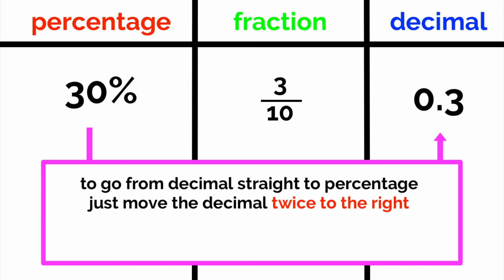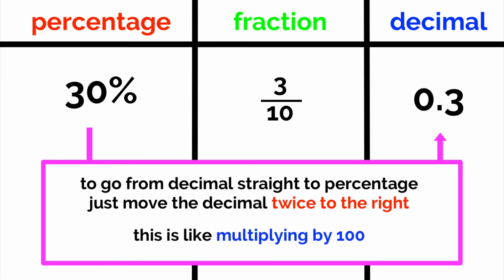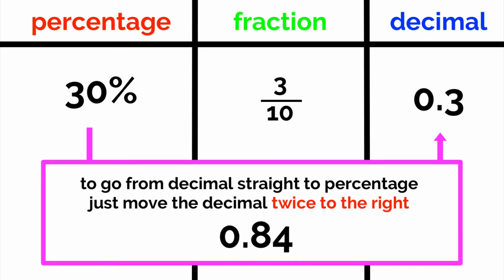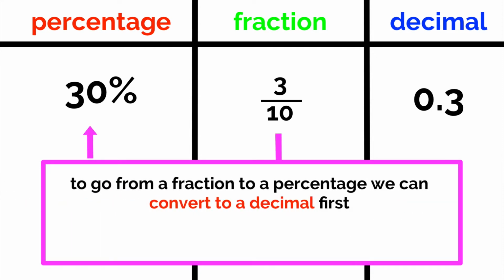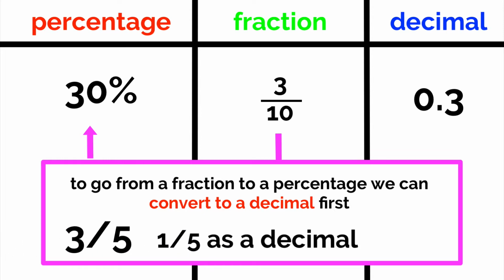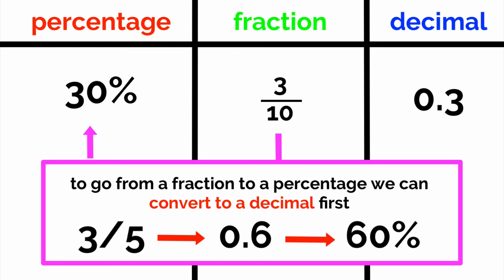To go from a decimal to a percentage, we just move the decimal point twice to the right, because this is the same thing as multiplying by 100. So 0.84 becomes 84%. To go from a fraction to a percent, we can convert the fraction to a decimal first. For 3/5, first we can ask, what is 1/5 as a decimal? That would be 0.2, because 5 of these, or 5/5, would add up to 1. So 3/5 must be 0.6. From there we just move the decimal point twice, adding a 0 since we need to, and we get 60%.